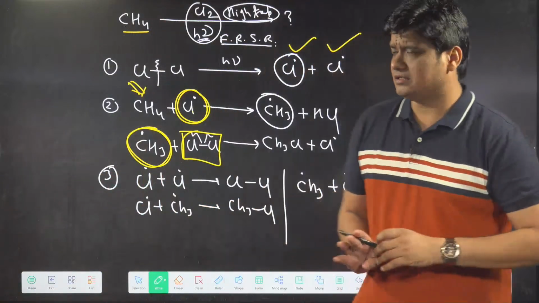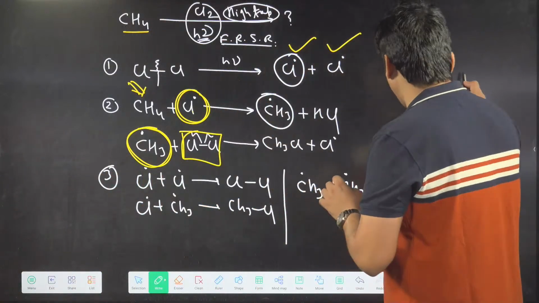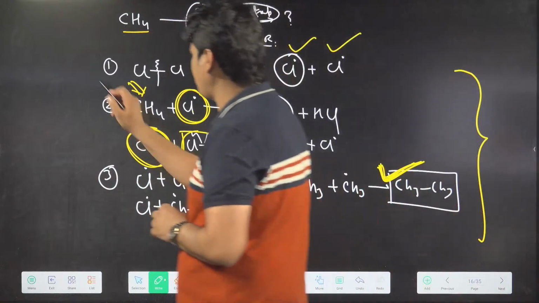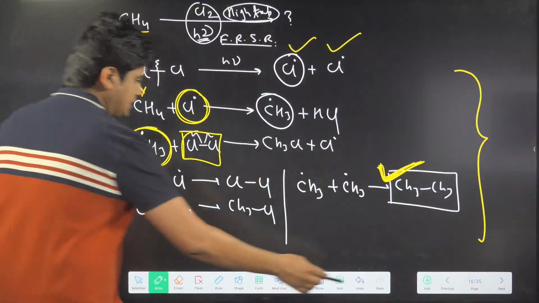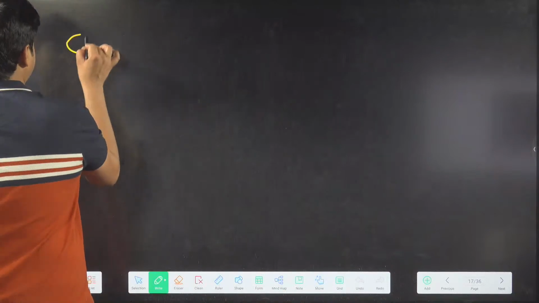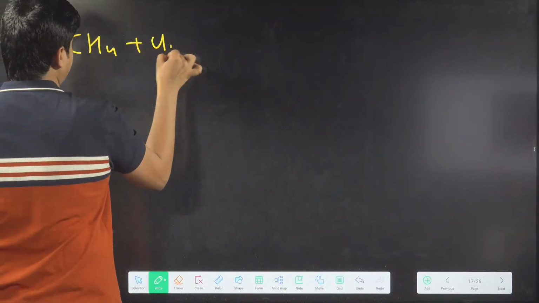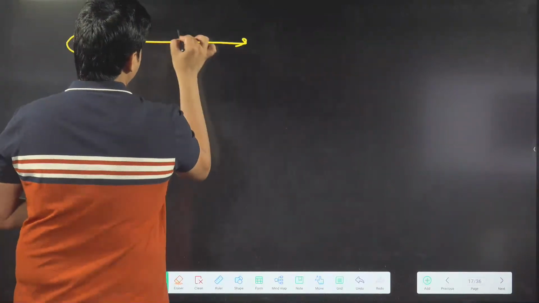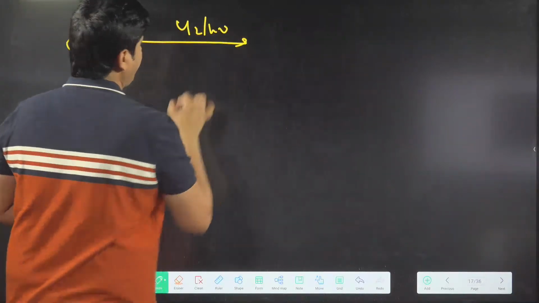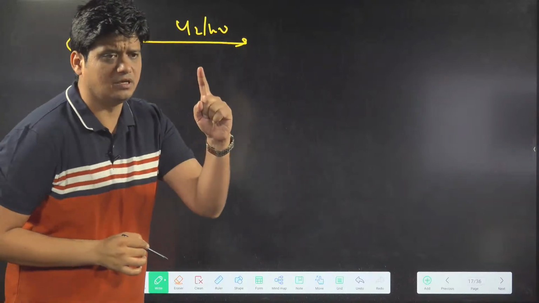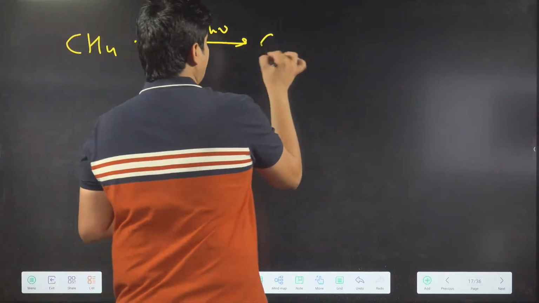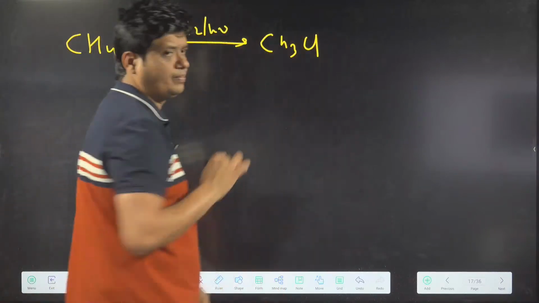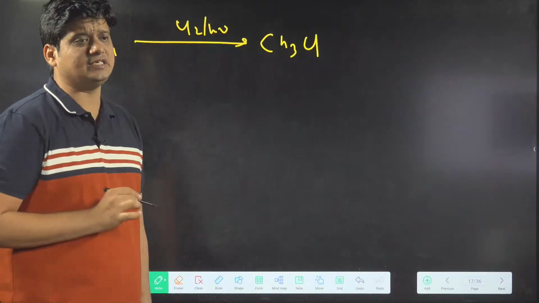And one more thing, how to identify is clear or not? Now, they will give you a condition. Let's say CH4 plus Cl2 with hν is given, and you have to tick only one option. You will prefer CH3Cl.